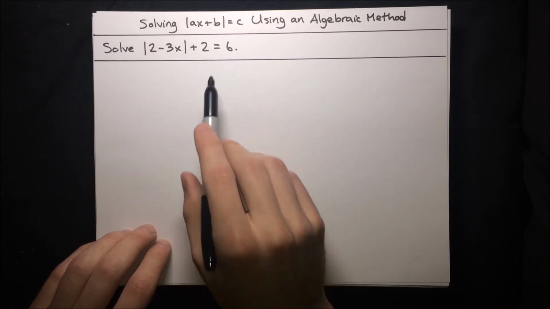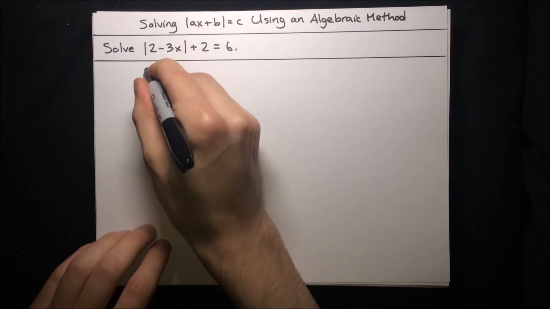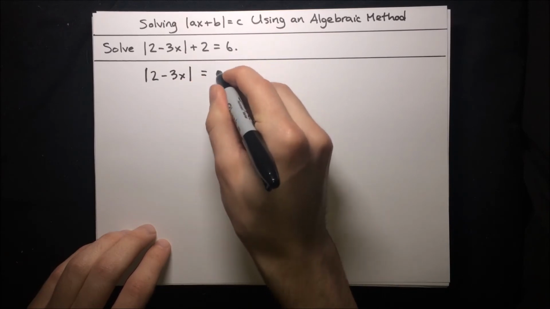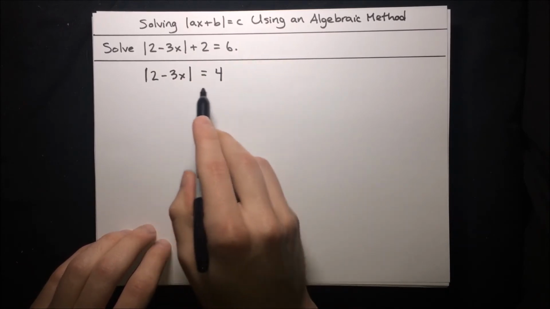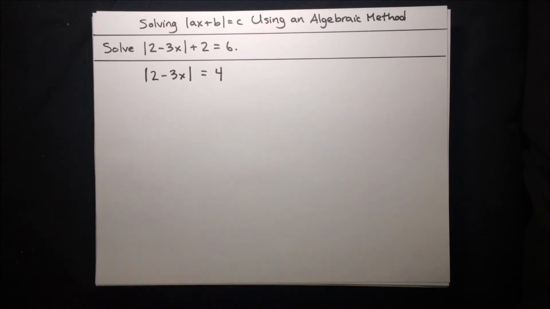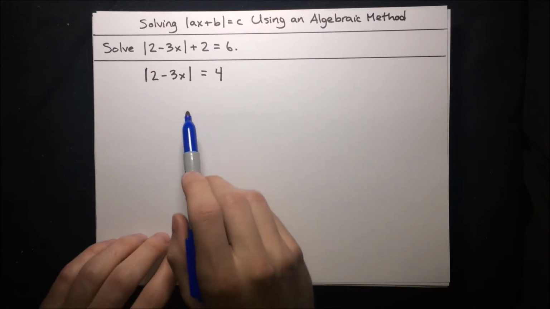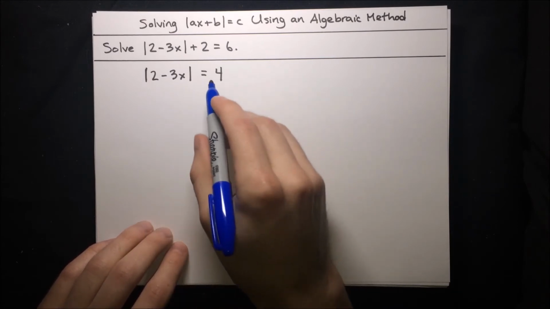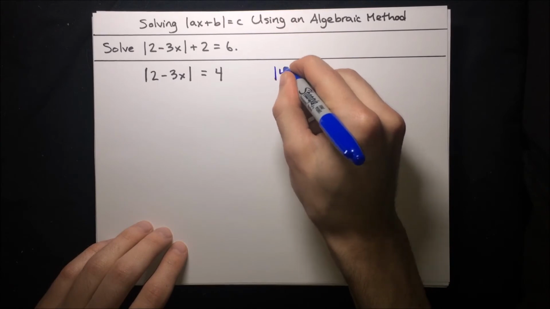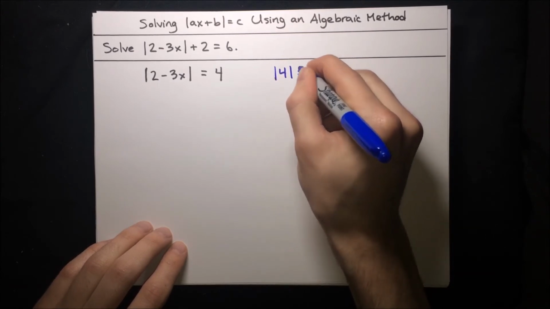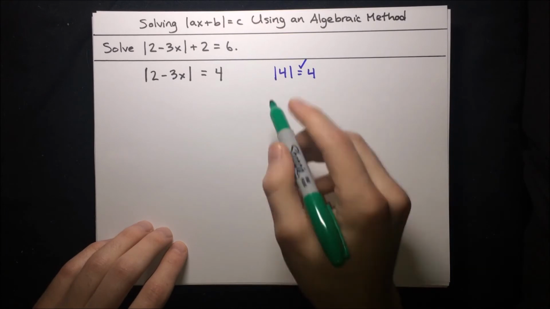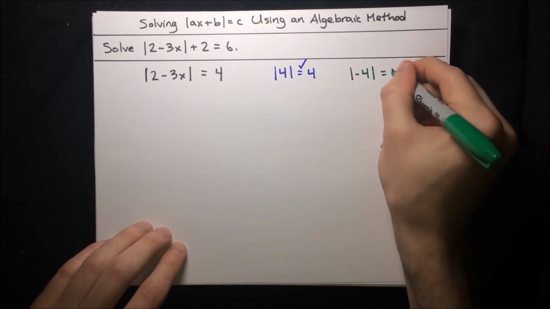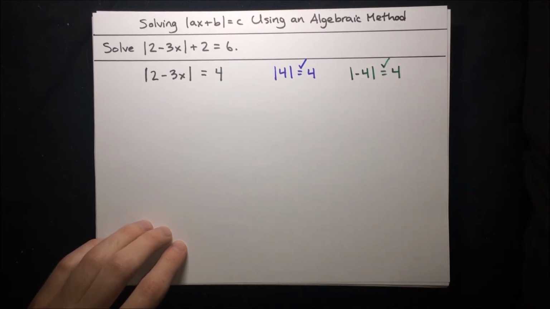We can just subtract 2 from both sides, and we'll get absolute value of 2 minus 3x is equal to 6 minus 2, which is 4. Now this is more familiar, so we know how to solve this one. As usual, there are two possibilities for the expression inside of the absolute value bars. Either it could be positive 4, because absolute value of positive 4 is equal to 4, or it could be the negative of that. It could be negative 4. Absolute value of negative 4 is also equal to 4, because it just strips away that negative.